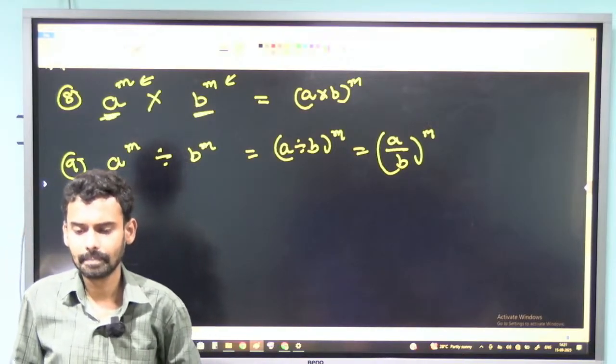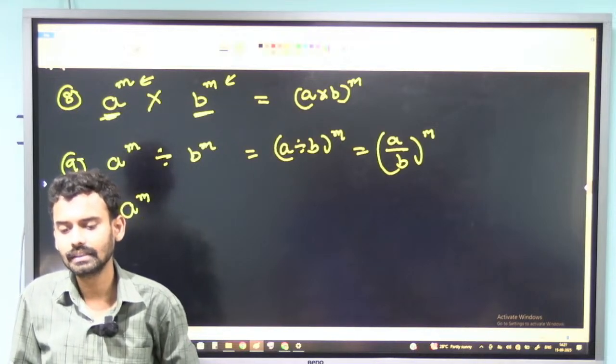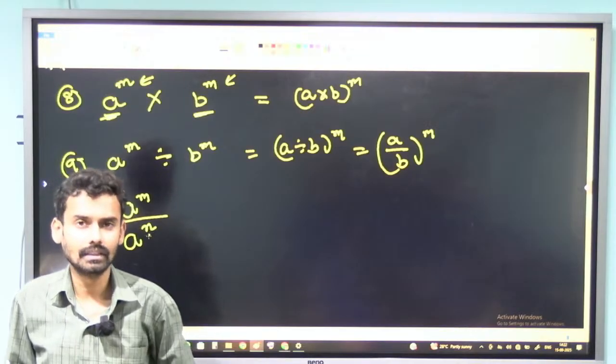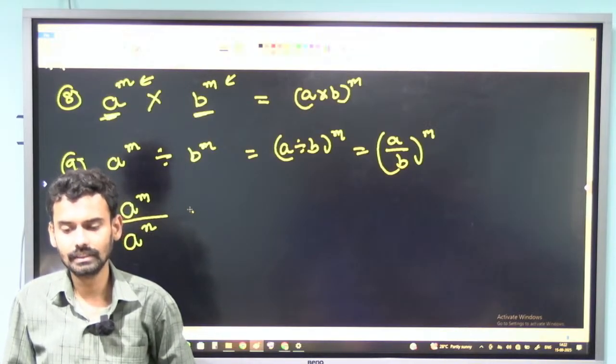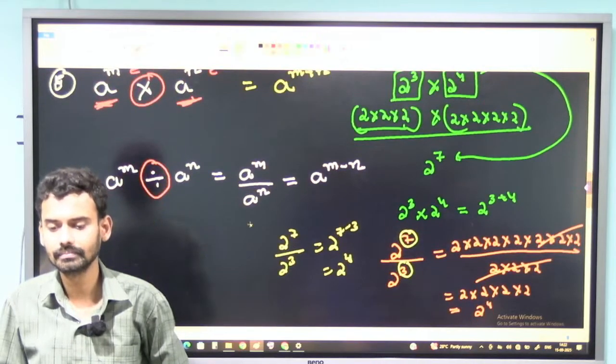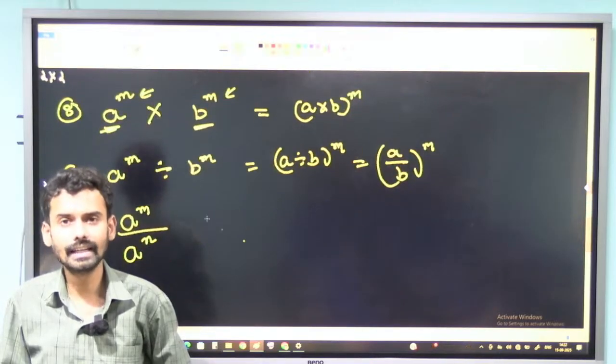Then suppose the condition is given like this: a to the power of m divided by a to the power of, let's say, n. Now what can be written? This is nothing but the initial law. Is it the same as this one? a to the power of m minus n. So you can directly write it as a to the power of m minus n.